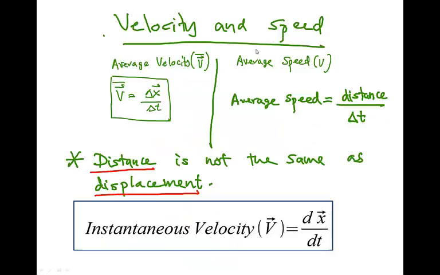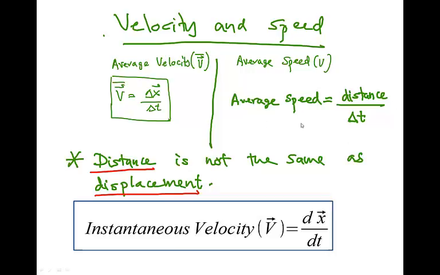Velocity and speed. The average velocity is defined as delta x over delta t. Delta x is the displacement. If you divide by the time interval delta t, you get the average velocity. And in the same way we can define the average speed, which is the distance divided by delta t.